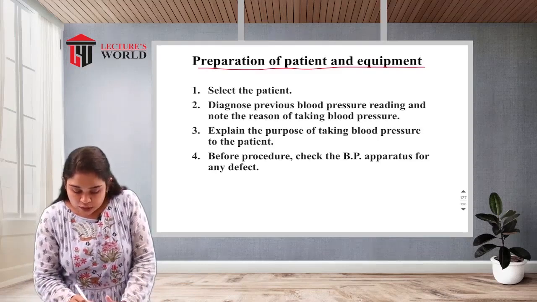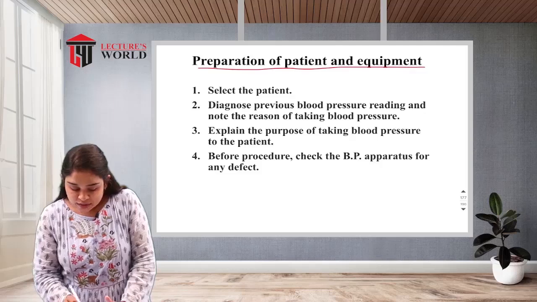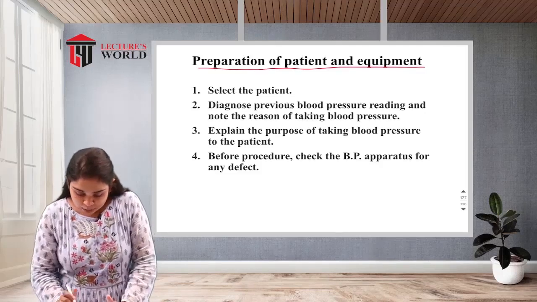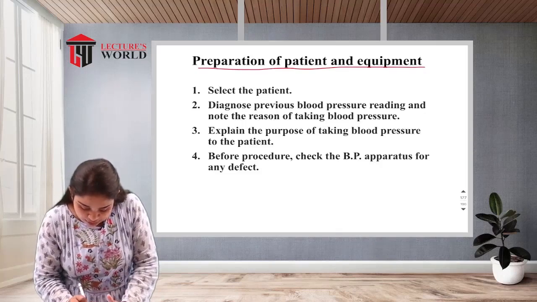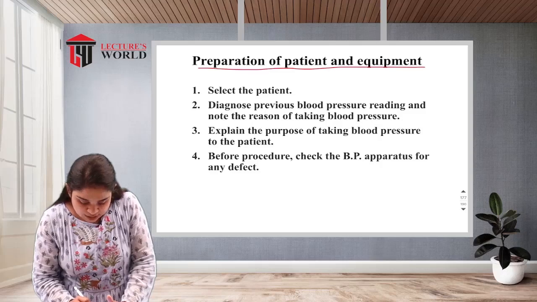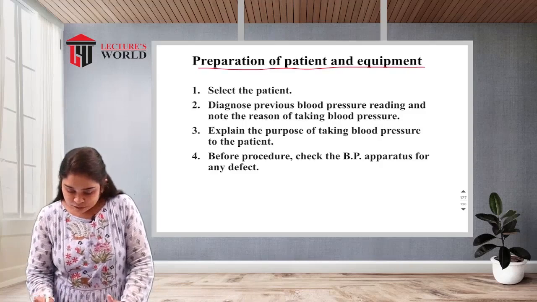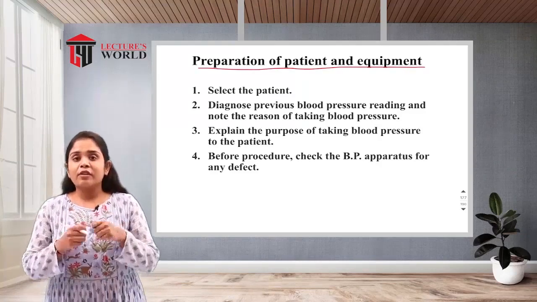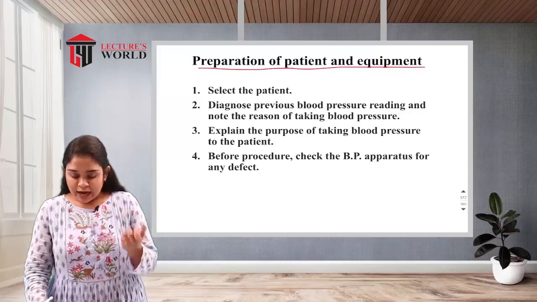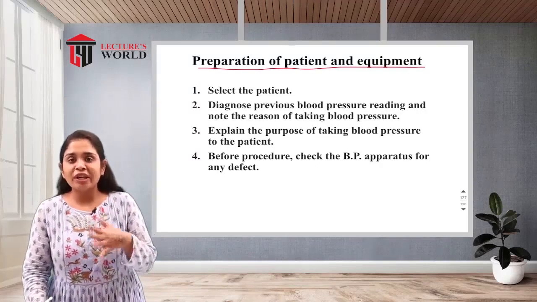Now we'll talk about the release valve. The release valve, that is a screw, is a device for releasing the air from the bladder. Here you can see this one is the bladder, and here is the hand bulb. One screw is there, that is known as the releasing valve. When we squeeze this hand bulb, it creates air, and by that the BP cuff is going to inflate.